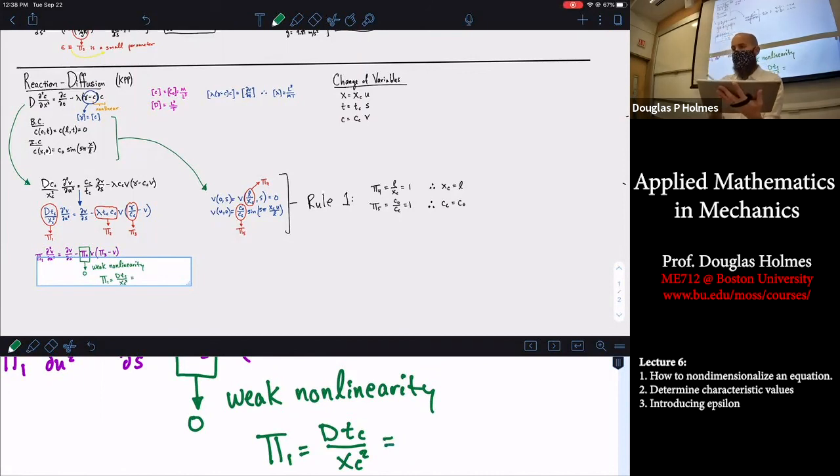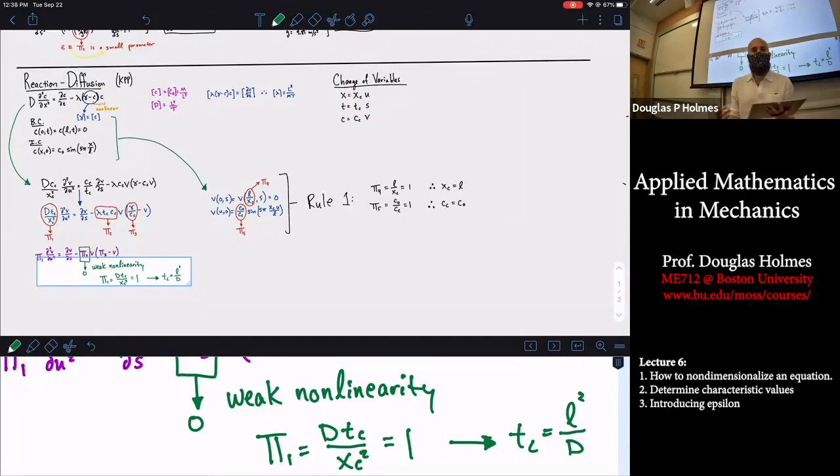It should come as no surprise that my time scale is essentially L squared over D. I say this should come as no surprise because the characteristic time scale in any diffusion problem is a length squared over your diffusion coefficient. And in this case, we basically threw out the nonlinear term, got back to a diffusion problem, and there we go. So that's one of the limiting cases.